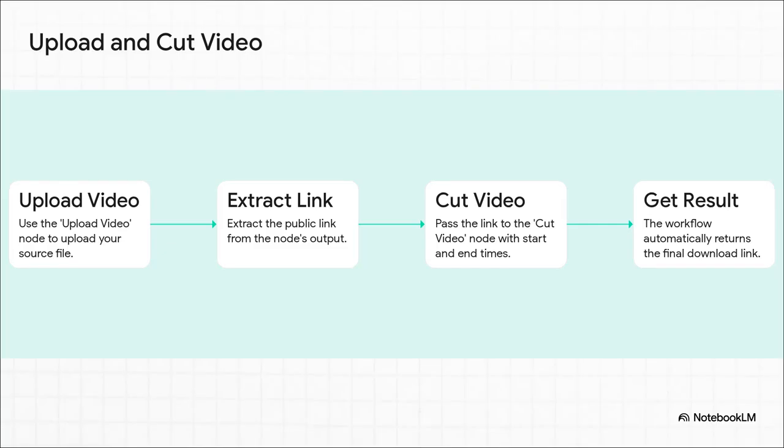So imagine you want to upload a really long video, like a full podcast episode, and you just want to grab a 30-second highlight clip from the middle to post on social media. Easy. First, your workflow uses the Upload Video node. The output from that node is a public URL, which you then feed directly into the Cut Video node. You tell it the start and end times you want, and boom, the workflow automatically processes the file and gives you back a download link to your new, shorter clip. The whole thing is completely hands-off.